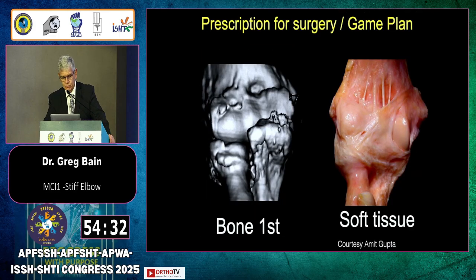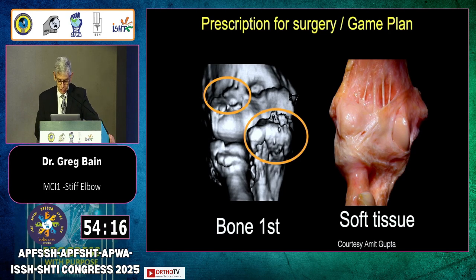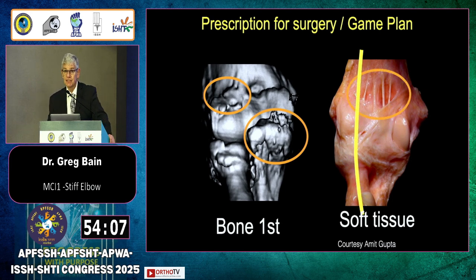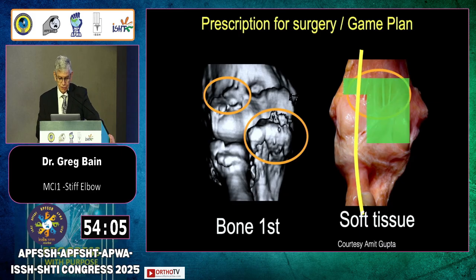So when we're doing these patients with degenerative osteoarthritis, I use what I call a prescription for surgery, or basically create a game plan. The idea is to do the bony work first, identify where the osteophytes are, and then the soft tissue. So in this case, we identified osteophytes in the coronoid process and radial fossa, and these need to be debrided or resected. And then we need to think about the soft tissues, and particularly where areas such as the radial nerve may be at risk.